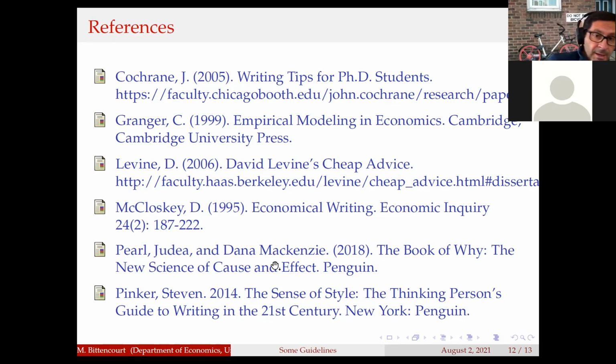Judea Pearl and Dana Mackenzie, The Book of Why. Coming from Judea Pearl, obviously he had the Bible in mind, the real Bible, the first part, and he wrote this book about the new science of cause and effect. Came out by Penguin. It's a great book. It's really a great book, if you have the chance.